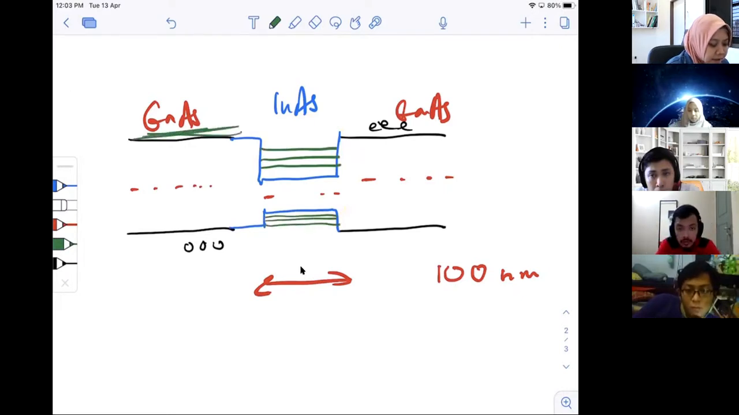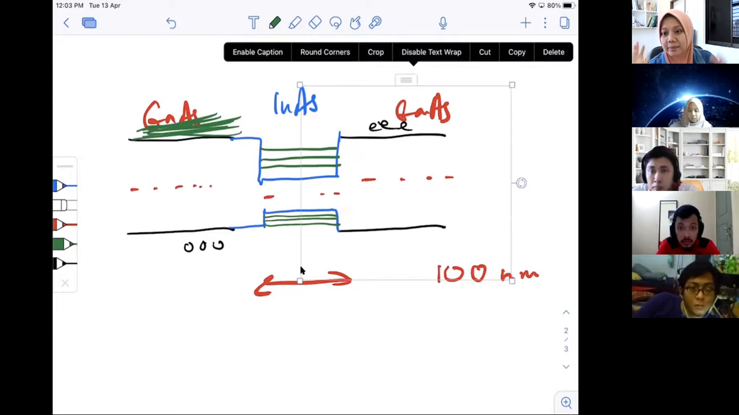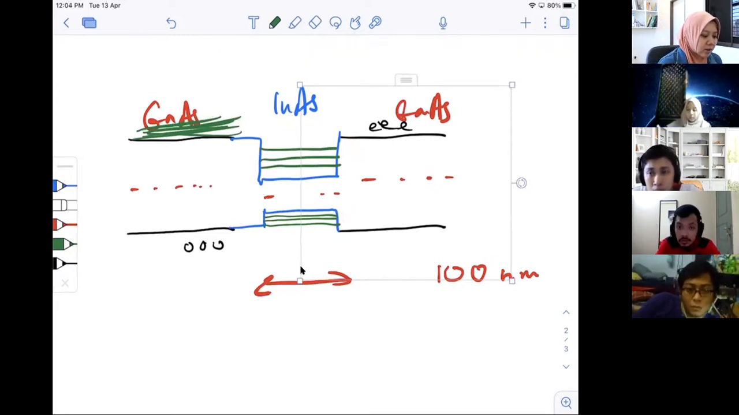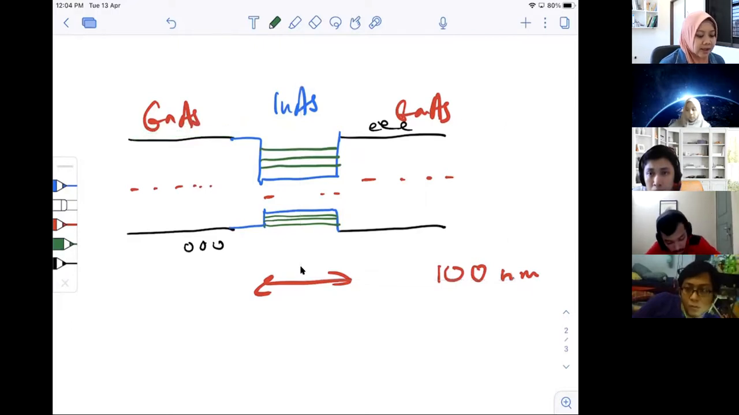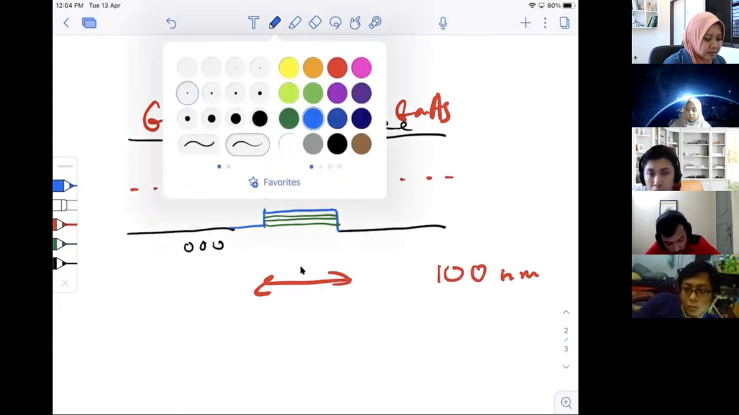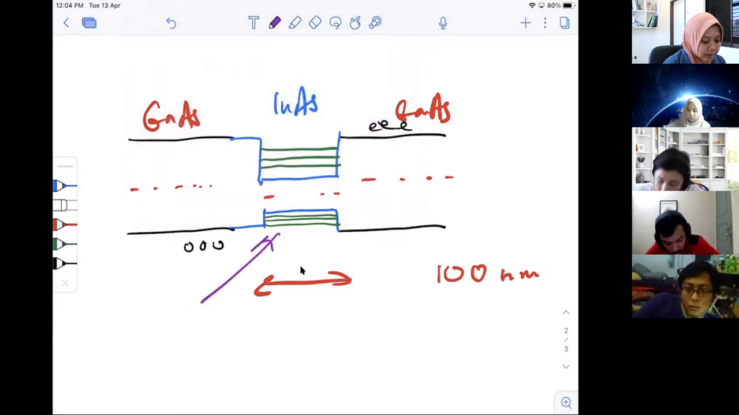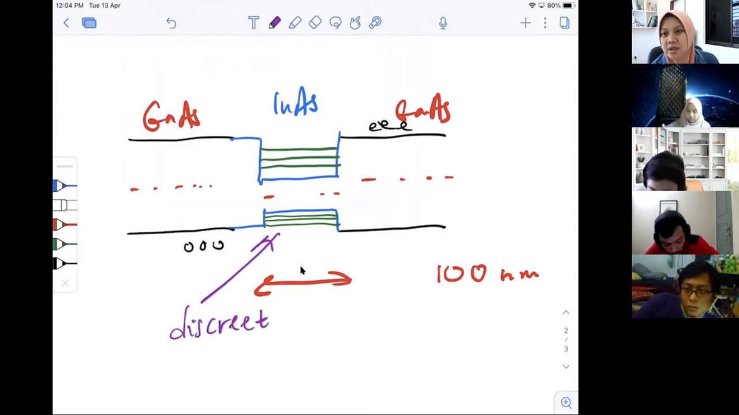Dekat sini ada energy level tapi dia terlalu rapat. As if macam satu band dia boleh pergi, as if macam tak ada line. You know, it's like a band. But in the quantum well, the energy level is discrete. Ni nama dia discrete. The one that I draw here is discrete. So discrete is like you have each one of the energy level.